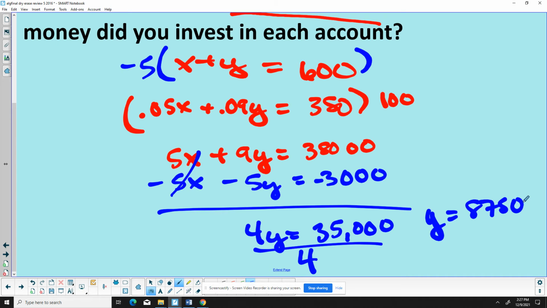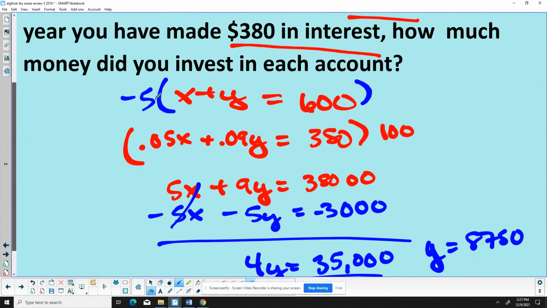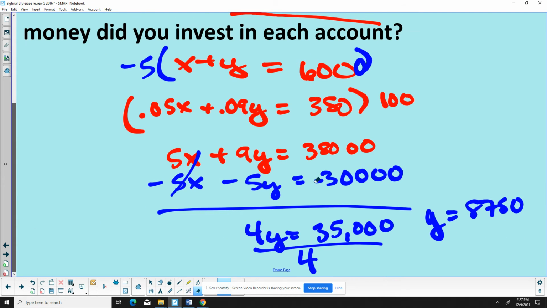It was $300. If I multiply by 2, 380 times 100, 38,000. And 600 times 5 is 3,000. Something's wrong with it. Let's see. One more time. It was $600, wasn't it, to begin with? It was $6,000. That's my problem. There we go. That makes way more sense. I knew something was wrong with it.